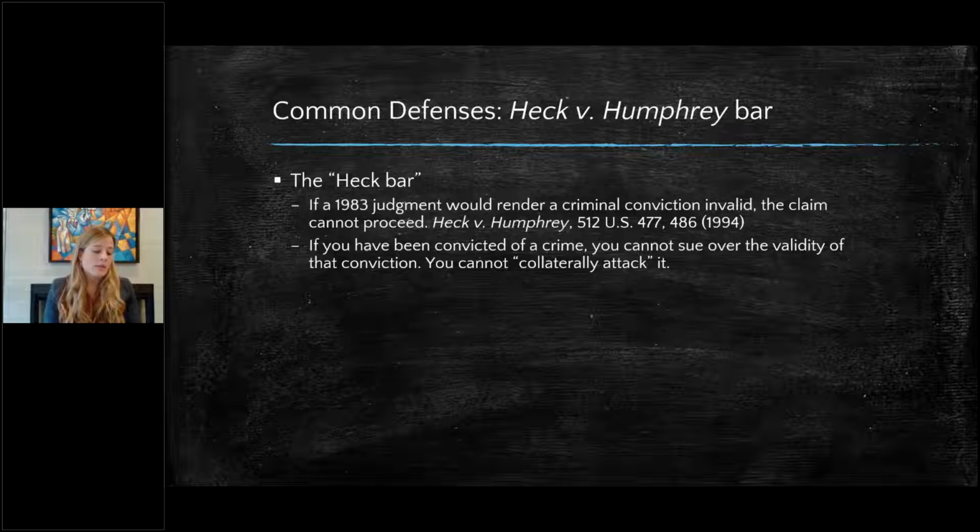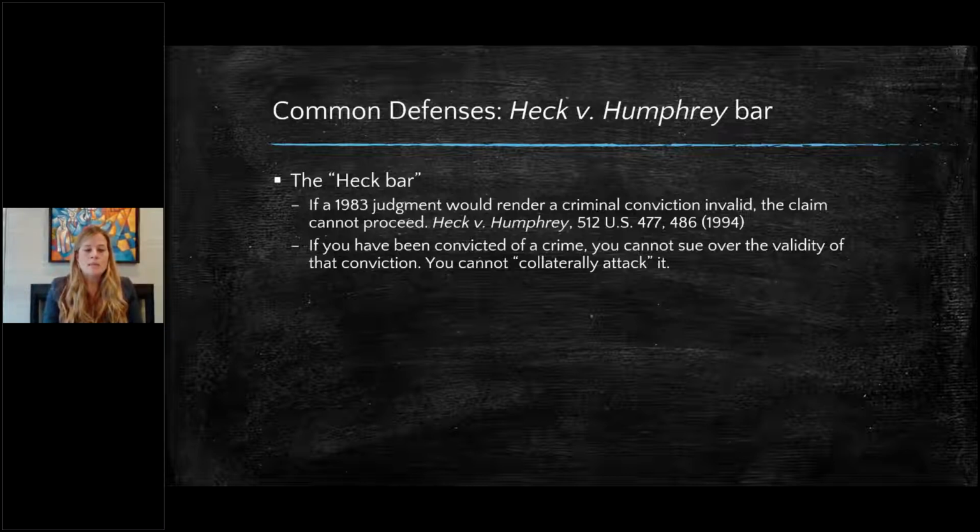And so now what I want to talk about are common defenses to anticipate. Before you file suit, you know who you're representing, who the plaintiff is, who you're suing, and your causes of action. But it's very important to think about what defenses you might face. You don't want to waste your time filing a suit and get your client's hopes up if there's some major roadblock in your way. So the Heck bar is what I referenced earlier. This comes from Heck v. Humphrey. I think I included this in the materials.